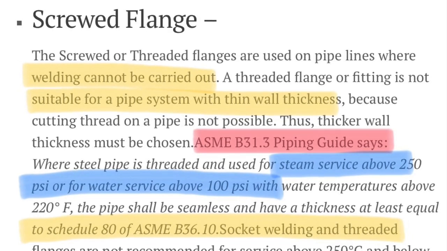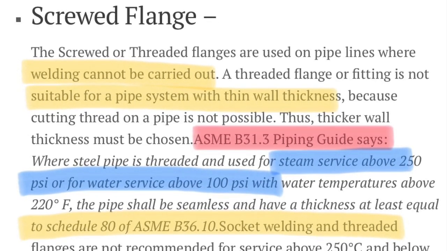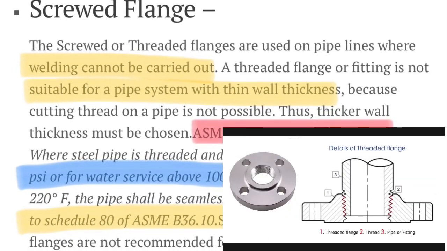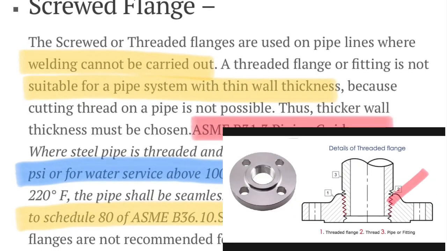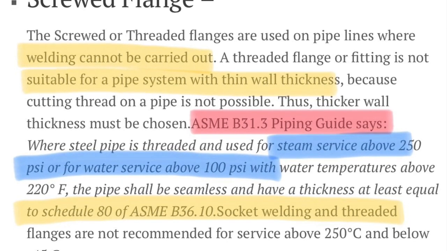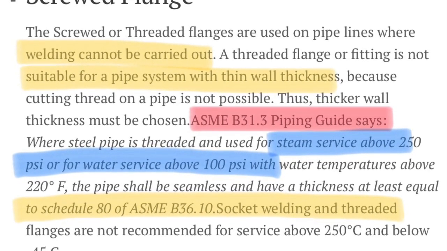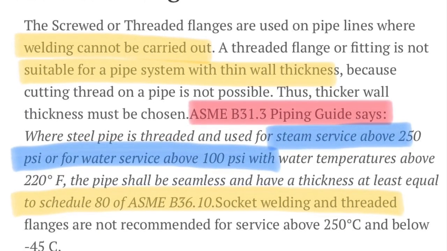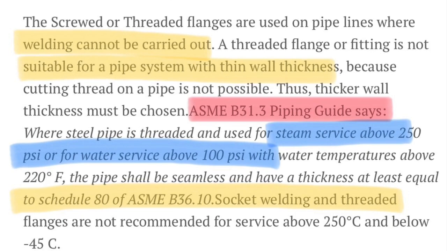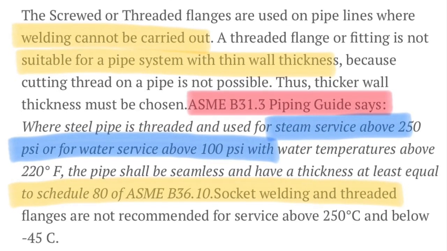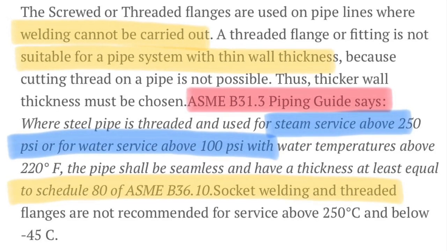And the fourth one is the threaded or screwed flange. These flanges are used where welding is not permitted or in flammable gas areas. As per the ASME B31.3 piping code, a thin thickness pipe should not be used for threading. Minimum thickness should be schedule 80. And these flanges are not recommended for services above 250 degrees Celsius.